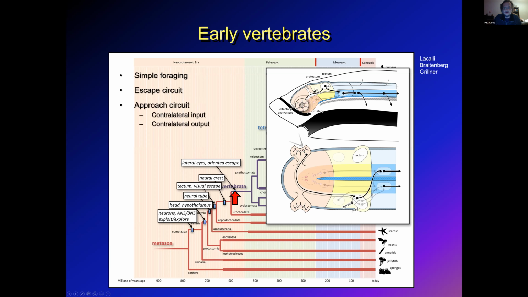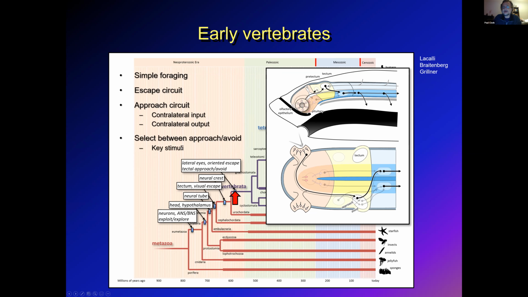In lamprey and other vertebrates, you can see a rostral part of the tectum as well, which projects contralaterally, right? So now if you have a contralateral input and contralateral output, you'll turn towards the source of stimulation. So now you have an approach circuit, which again, you can see quite clearly in lamprey.